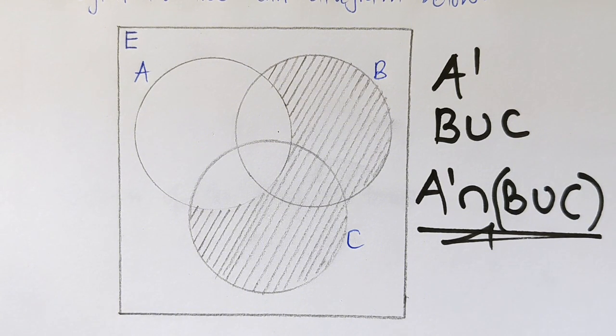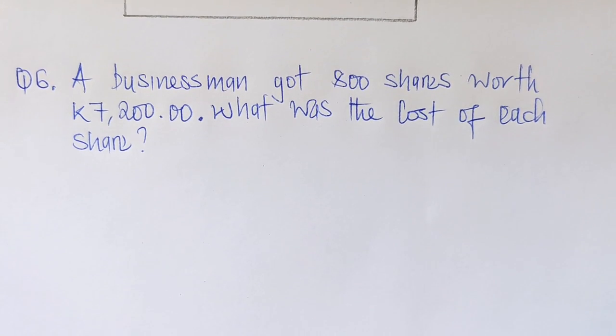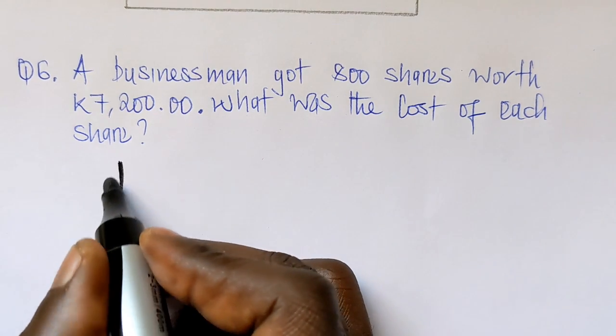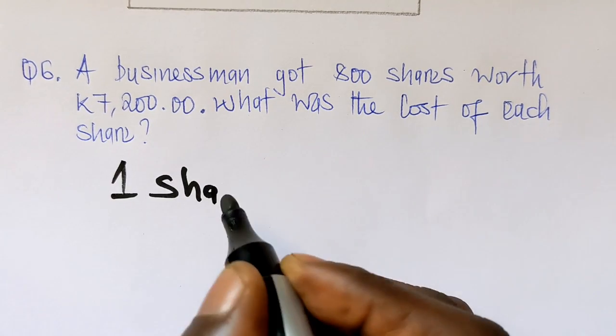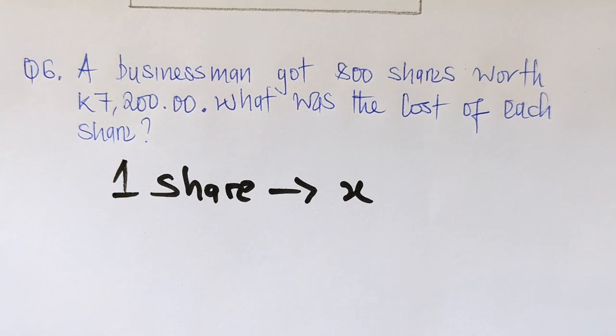Moving on to the next question, which is question 6 in this case. Question 6 reads, a businessman got 800 shares worth 7,200. What was the cost of each share? So if 800 shares were worth 7,200 kwacha, how about one share? We're going to write it like this. One share is equal to X, since we don't know how much one share is costing.